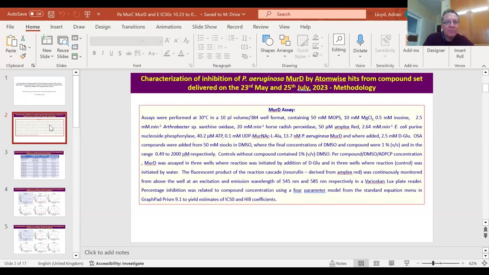Going to the second slide. So briefly, for those who want it, these are the actual assay details. I'm going to draw your attention to the very last sentence, which is how we deal with the data. Basically, we fit it to a four-parameter model which estimates the lowest and highest responses over a concentration range, gives an IC50, and also gives an estimation of the Hill coefficient. And so the first table I'm going to show is the IC50 data with Pseudomonas aeruginosa MurD.